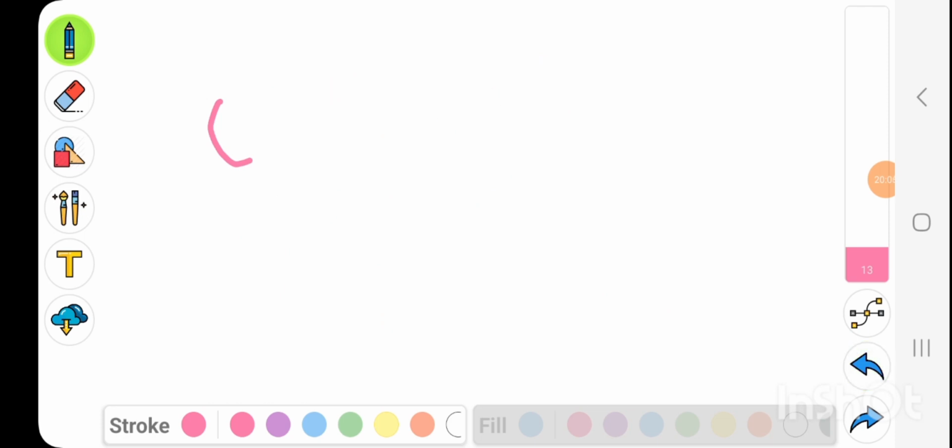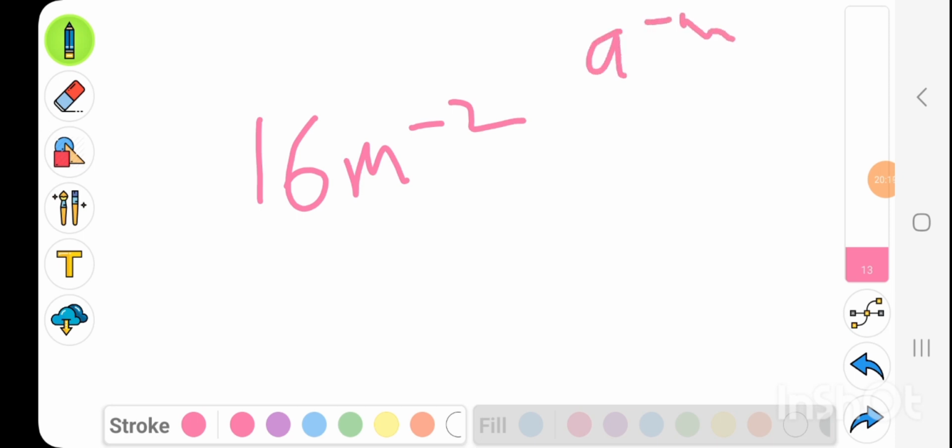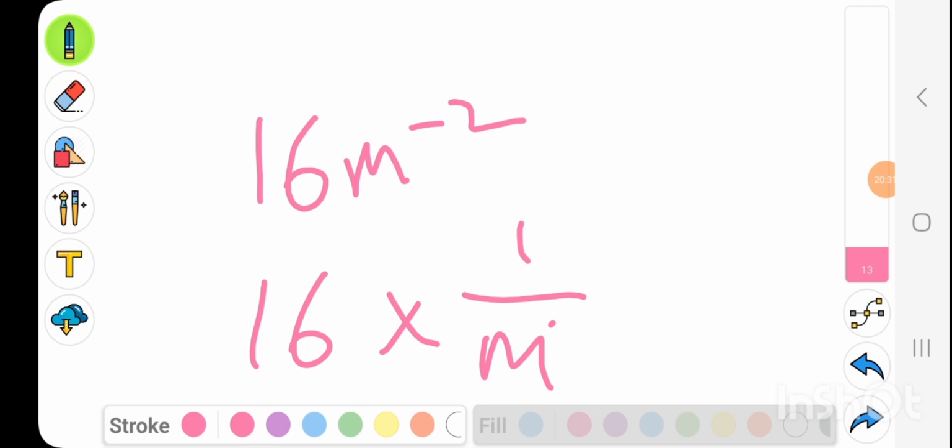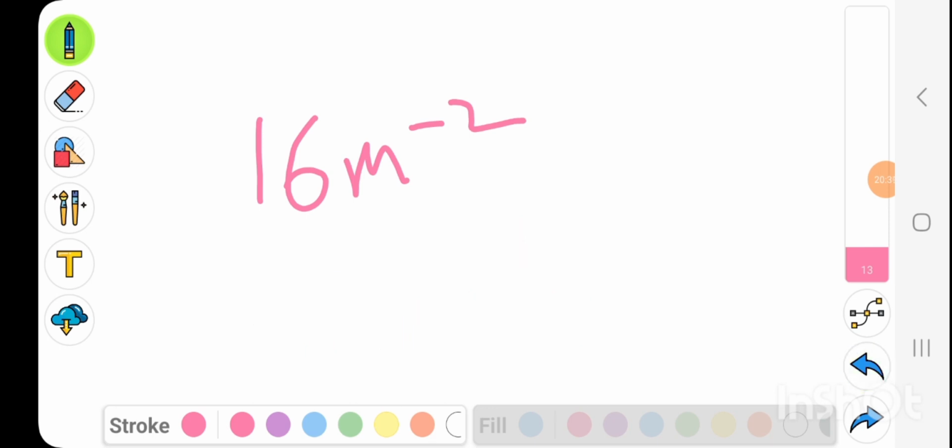Guys, 4m squared, wow. That was easy, right? Well, better beware for this one. This is the denominator, guys. We got 16 times m to the power of negative 2. And remember, our law was a to the power of negative m equals 1 over a to the power of m. So m in this case is 2. So let's see. 16 times 1 over m squared. What is that? Well, that's just 16 over m squared. And that's positive. There are no negatives present.